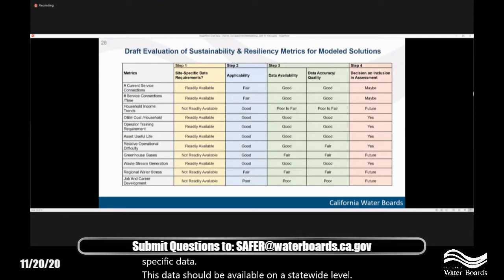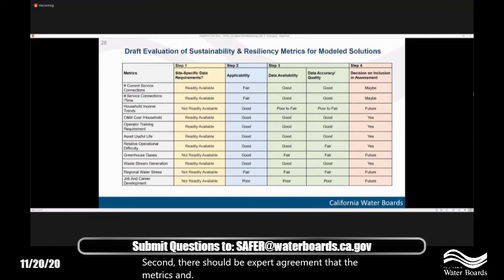Second, there should be expert agreement that the metrics inform the selection of a model solution in a meaningful way. Third, the metric data should be available from a reliable and credible source. And finally, fourth, the metric data should be updated regularly. So ideally, that would be annually. However, anywhere between 1 to 3 years would be accepted.